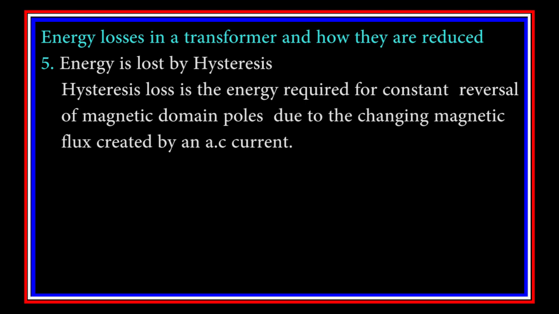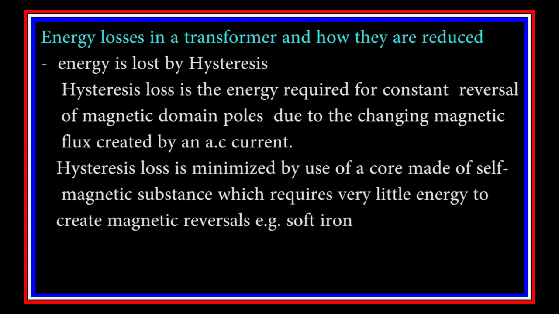Hysteresis loss is the energy required for constant reversal of magnetic dipoles due to the changing magnetic flux created by an AC current. Hysteresis loss is minimized by use of a core made of a magnetically soft substance, which requires very little energy to create magnetic reversals, such as soft iron.